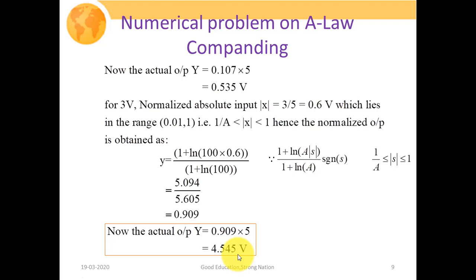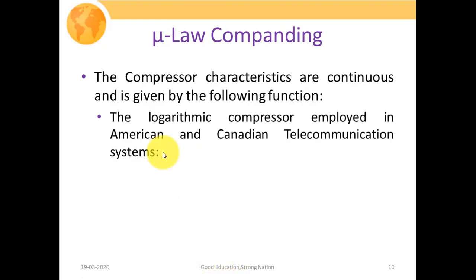So now we're going to discuss our second non-linear compressor, that is our mu law. So what is this mu law of companding? This is again a non-linear compressor. The compressor characteristics are continuous. Please keep in mind the mu law compressor characteristics are continuous, whereas the A-law's compressor characteristics are piecewise, and it is given with the following function. This is the logarithmic compressor employed in American and Canadian telecommunication systems, which we had already discussed.